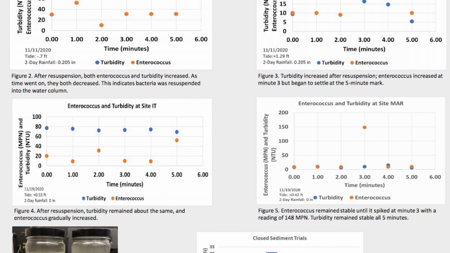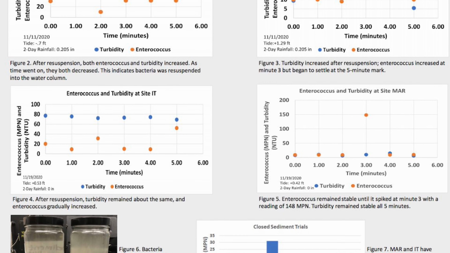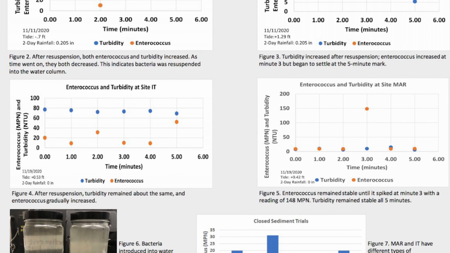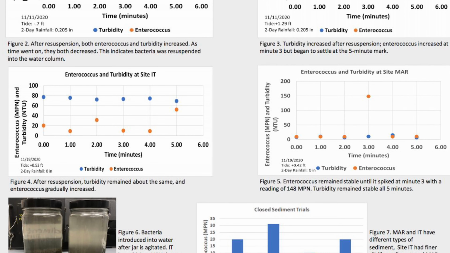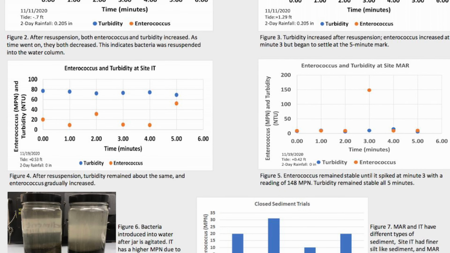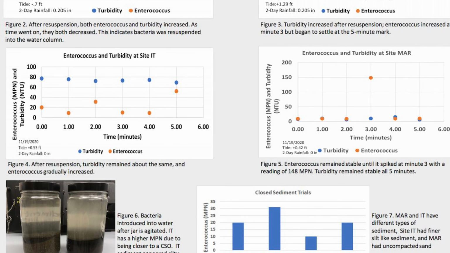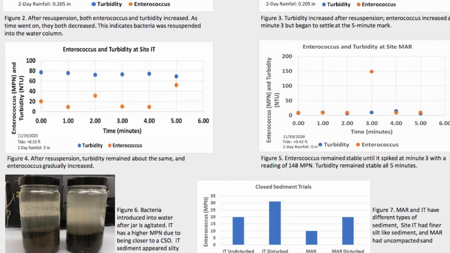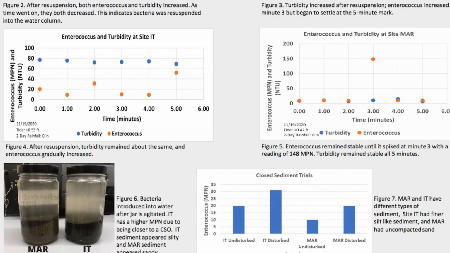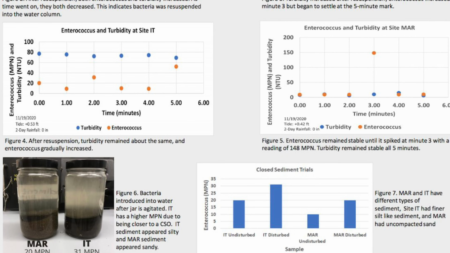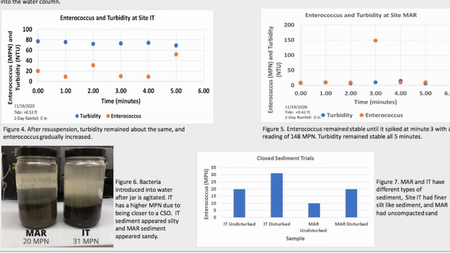This could be due to the different type of sediment at each location. The sediment at Site IT was muddier and silt-like, where sediment at Site MAR was coarse sand. Muddy sand holds higher levels of Enterococcus, and coarse sand can hold less Enterococcus. Coarse-grained sand holds a small amount of organic carbon, and fine-grained mud has a high organic carbon content. There is a positive correlation between FIB and organic carbon.